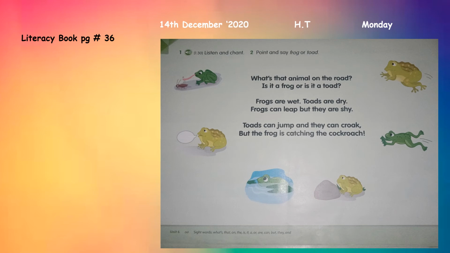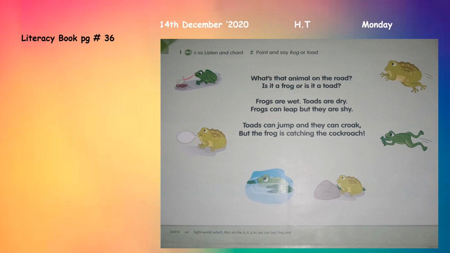Or toad. Toad. Full stop. Now we have to read the story. What's that? Animal. What's that animal? On the road. Road. Question mark. What's that animal on the road?